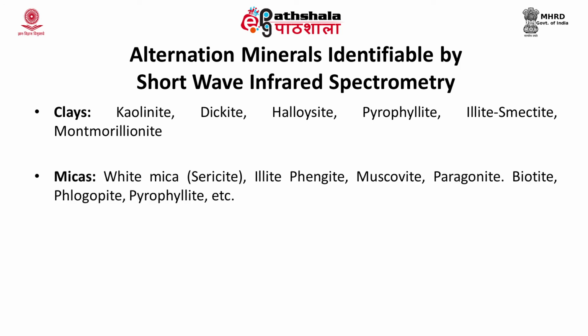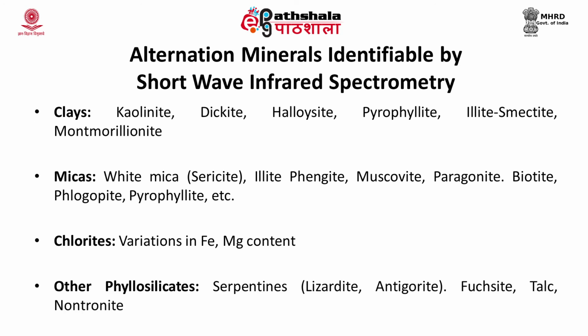And if you look at the mica, white mica, you have illite, phengite, muscovite, paragonite, biotite, phlogopite, pyrophyllite, etc. That also comes under this mica group that you can use. Chlorite, you have different types of chlorites, different types of phyllosilicates, different types of amphiboles. That is what we are going to get in the alteration zone, and it will be useful. So, using this technique we can identify these minerals, and the presence of these minerals can be a pathfinder to other mineral deposits.